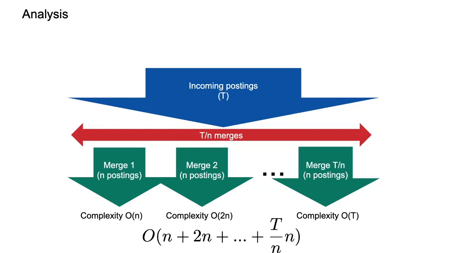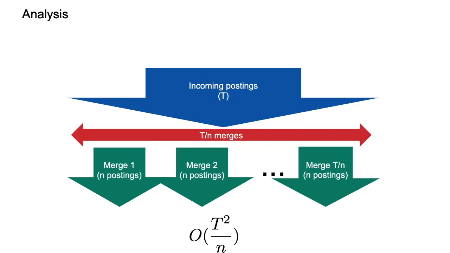So 1 plus 2 plus all the way to T over n. That's basically T over n times T over n divided by 2. So the complexity would be T squared over n squared, but we multiply by n, right? So we have T squared over n. Who understands how I come from here to here? Okay, very good. Of course, it's a complexity class, so I don't need the 2 or the 1/2 in front.